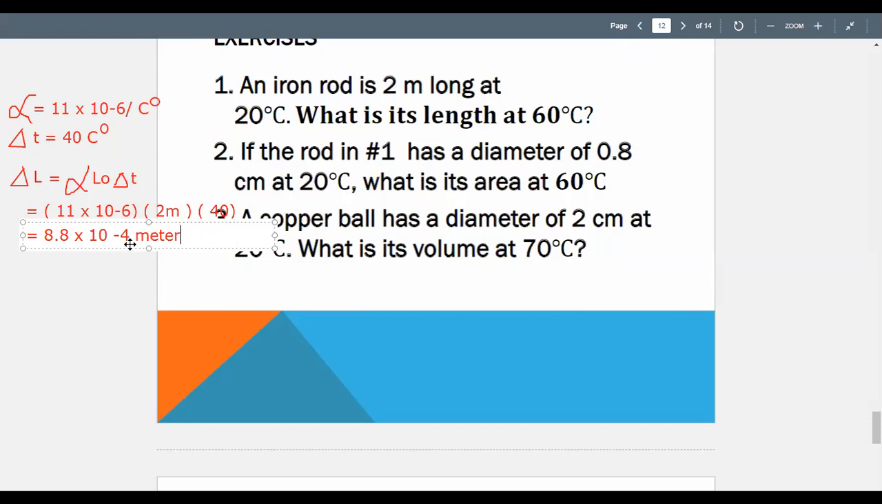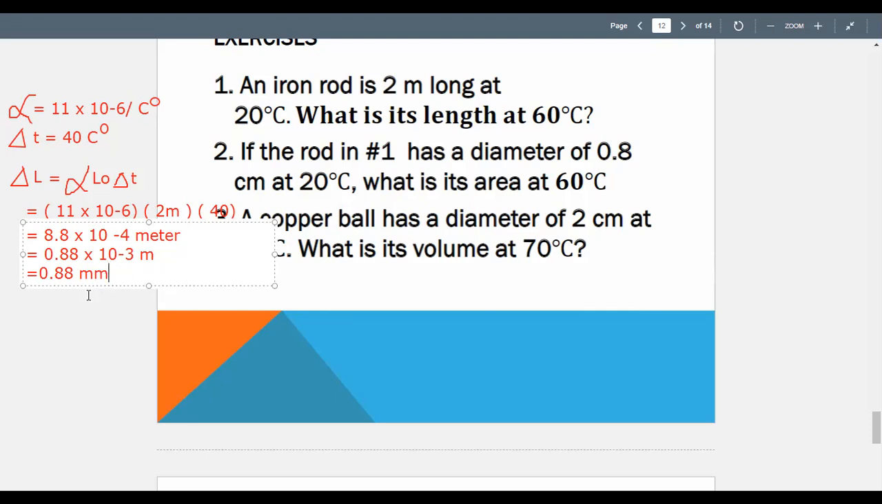Now, if you will try to make it millimeter, if you move the decimal place of 8.8 to the left, you'll notice that it can become 0.88. Then that will become 10 to minus 3 meter. And we know that 10 to minus 3 is a millimeter. We can also write that as 0.88 millimeter. This is the only length it will expand.